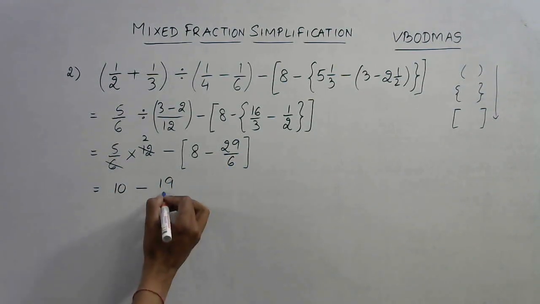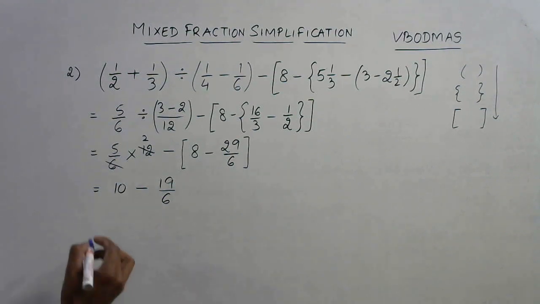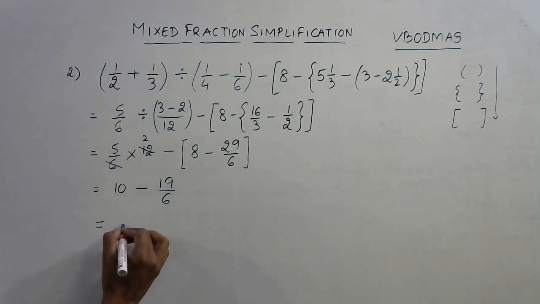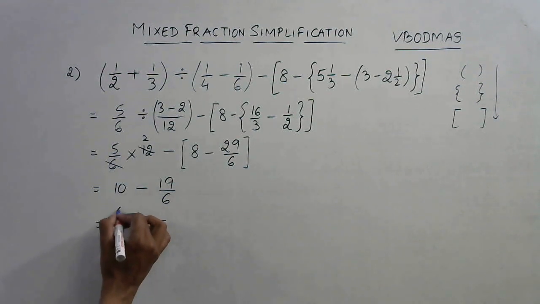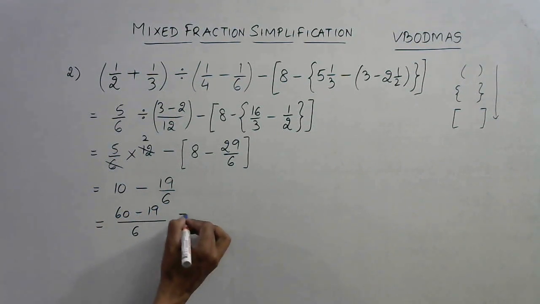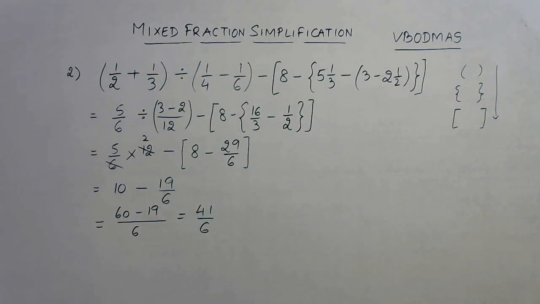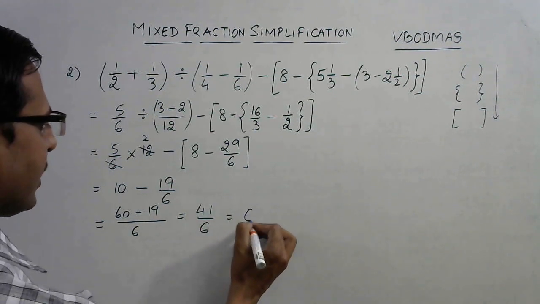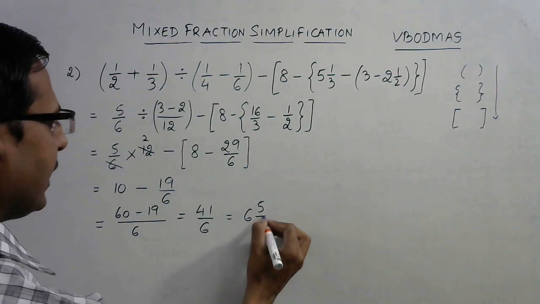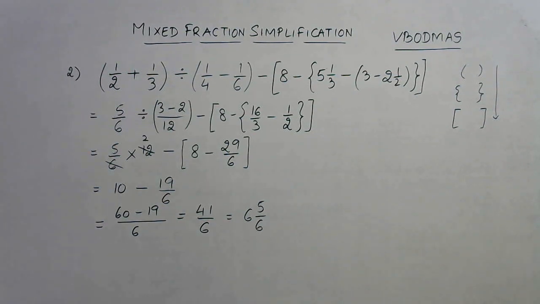And in the denominator, we have this 6. And now this is a simple problem of subtraction of rational numbers, 6. So 60 minus 19, thereby giving you the answer 41 by 6. You can convert this also in the form of a mixed fraction. 6 6s are 36 and we have 5 remainder. So 6 and 5 by 6, or 41 by 6, is the answer for this important question.